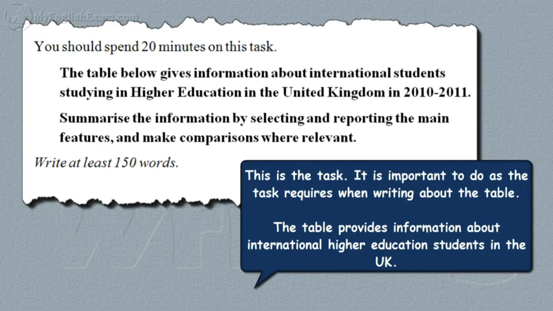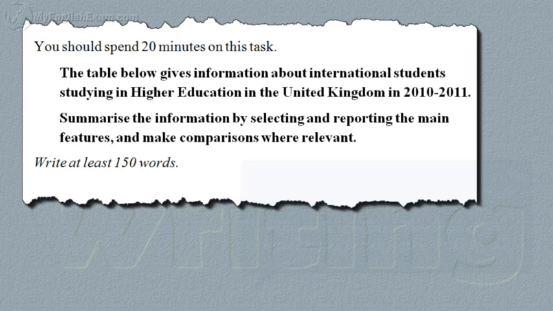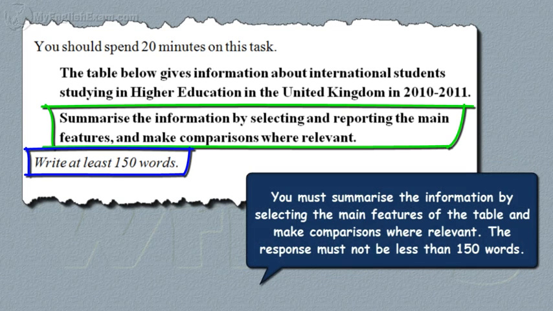This is the task. It is important to do as the task requires when writing about the table. The table provides information about international higher education students in the UK. You must summarise the information by selecting the main features of the table and make comparisons where relevant. The response must be not less than 150 words.